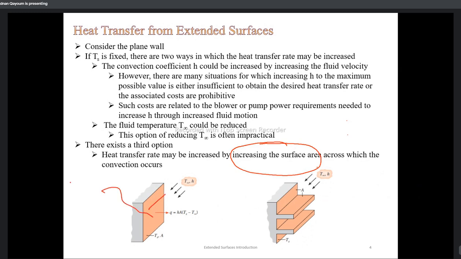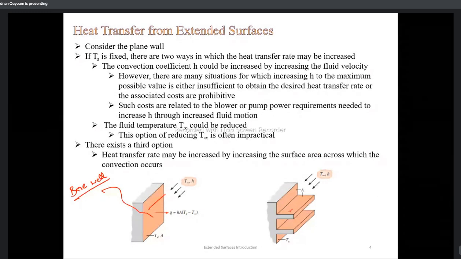Isko bolenge hum bare wall, in which you were not having any extensions, just a smooth wall, a plain wall. Now you are having some extended surfaces here. So this wall will behave, this will perform better. This wall will perform better as compared to this thing.